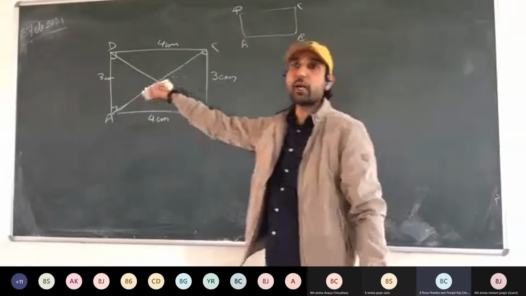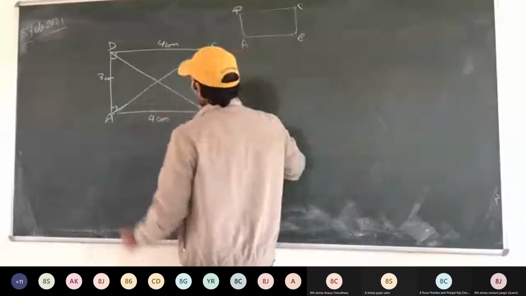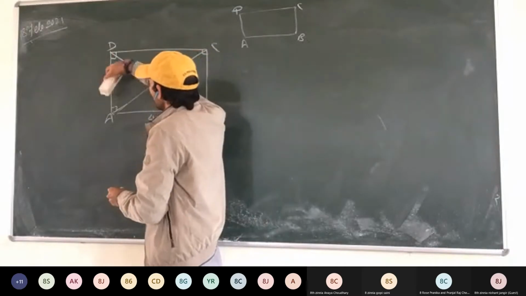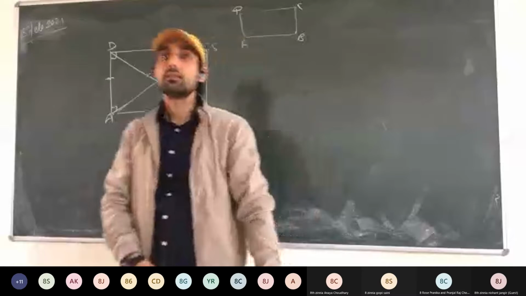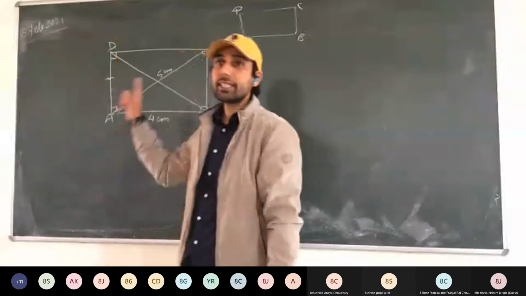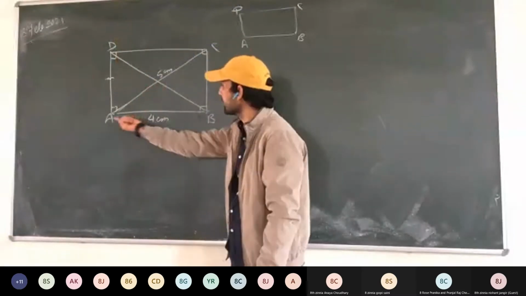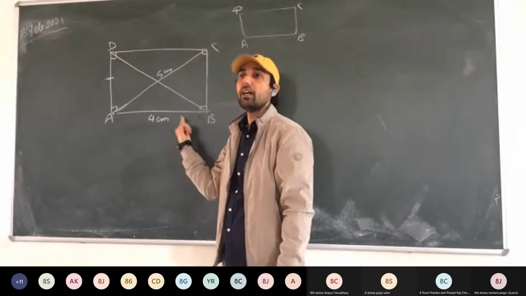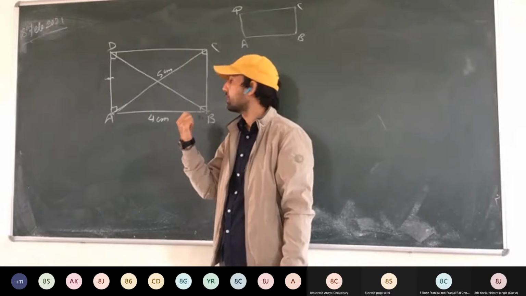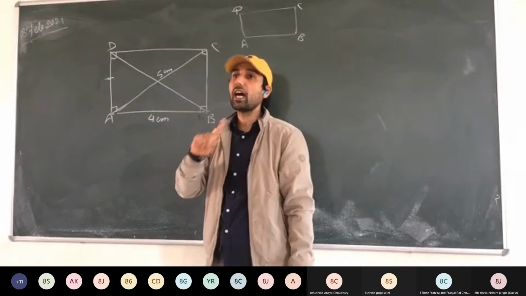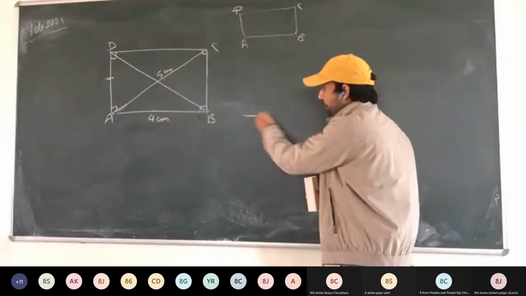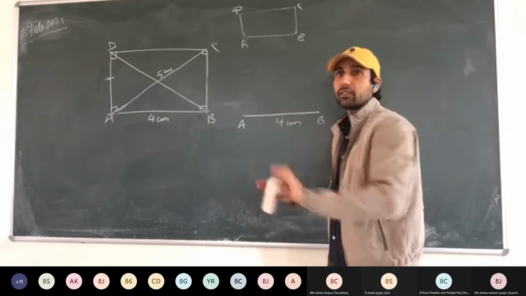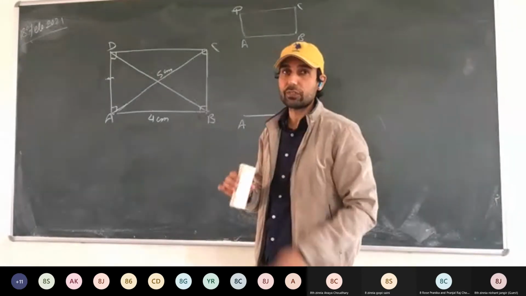So look here in this question, for example, a diagonal is given. 3 centimeters is not given, the diagonal is given, that is 5 centimeters. This time a diagonal is provided, that is AC equal to 5 centimeters and AB equal to 4 centimeters. How will we draw this figure? So see here how to draw. AB we can draw 4 centimeters.